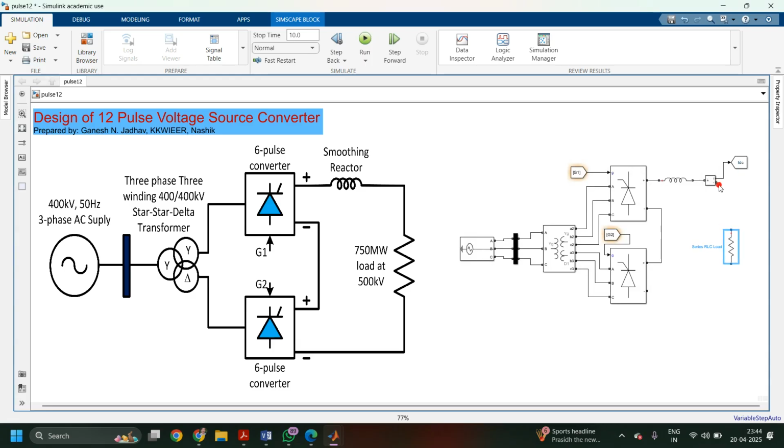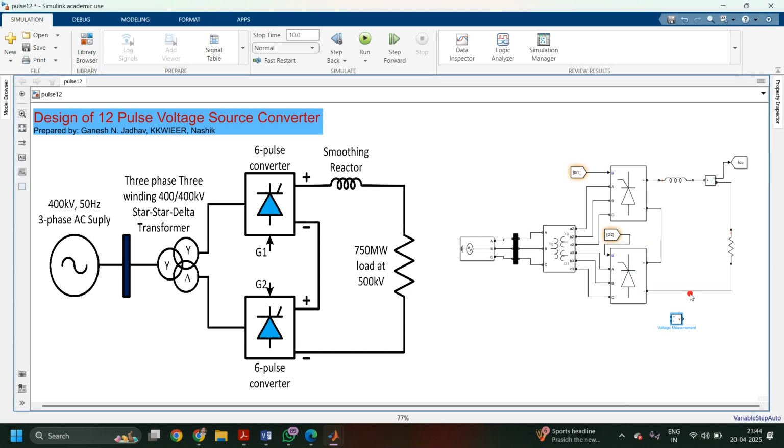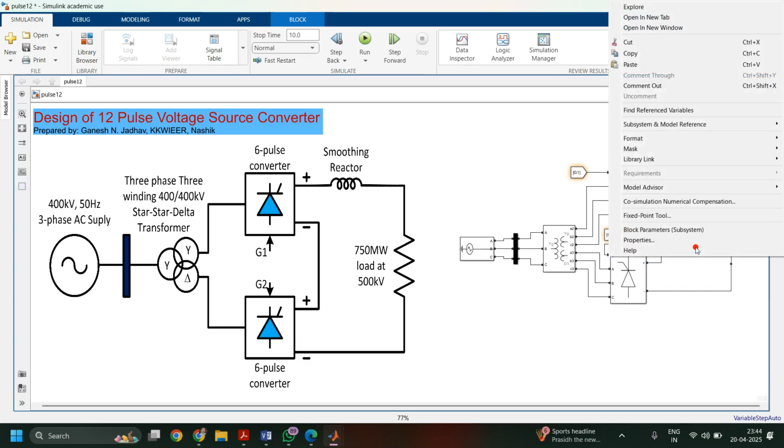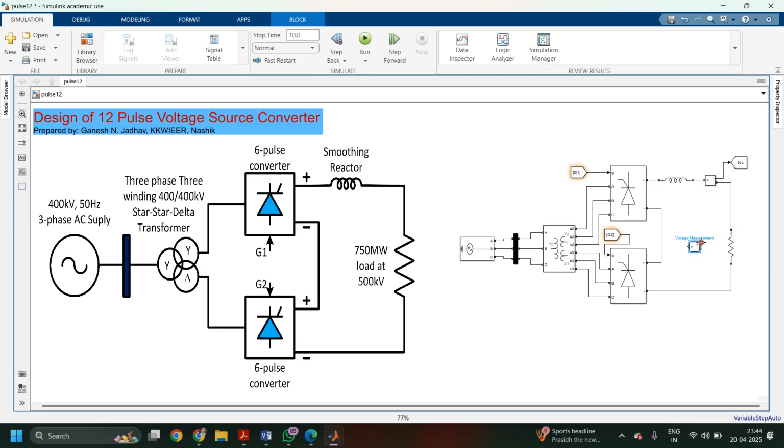Now connect this here. Now we need a voltage measurement block also. So take the voltage measurement block. Let me rotate this and format, flip block. We'll change it to up down. So plus terminal will be on the upper side and minus terminal will be on the lower side. So connect these blocks here.